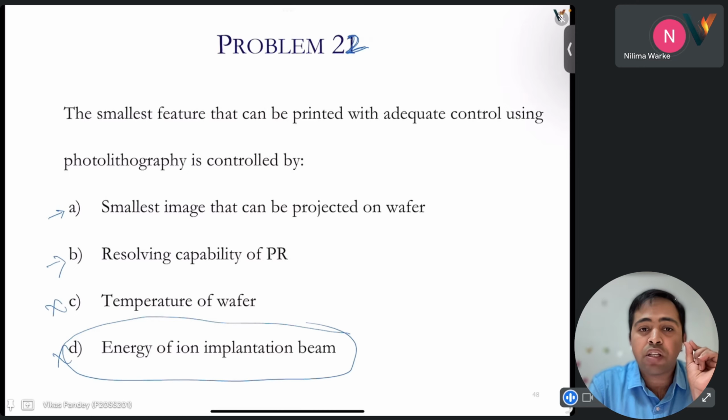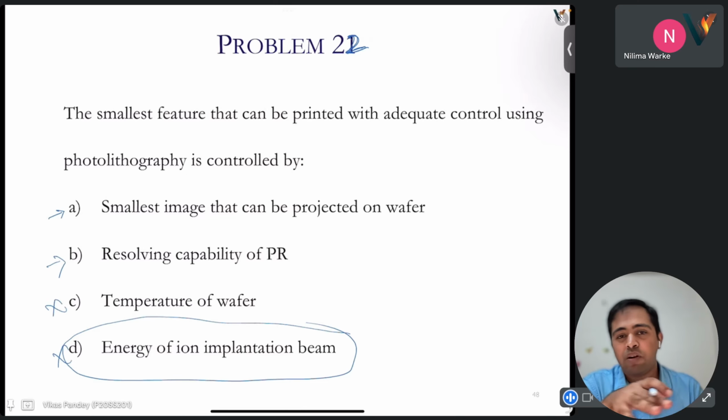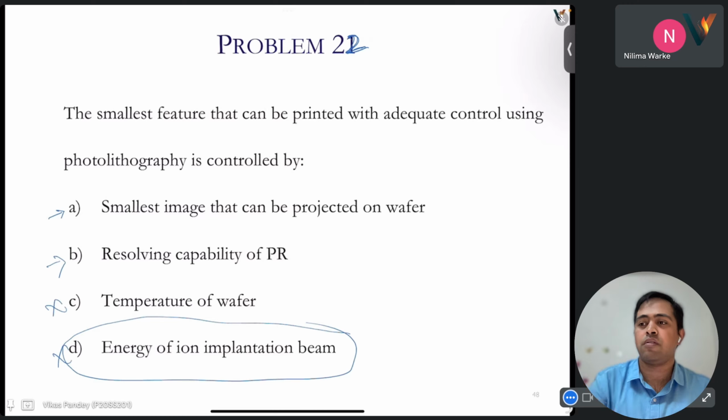First is the smallest image that can be projected on the wafer. If the light is capable of projecting very small images, then we can get very small features. If the light itself is of higher wavelength, we cannot get that. We discussed that in the previous question itself. So the first will be true or false.